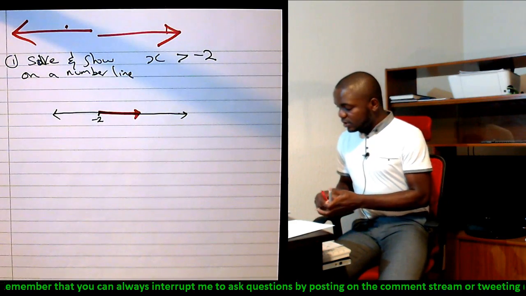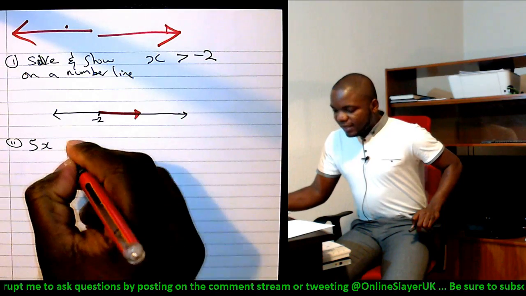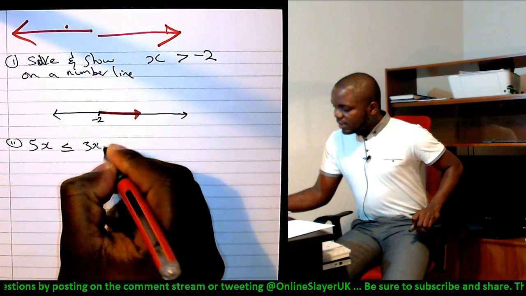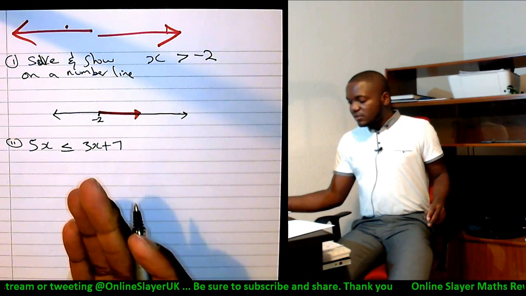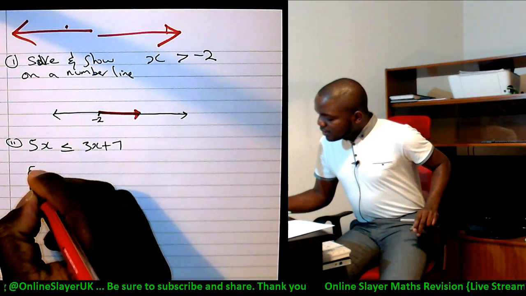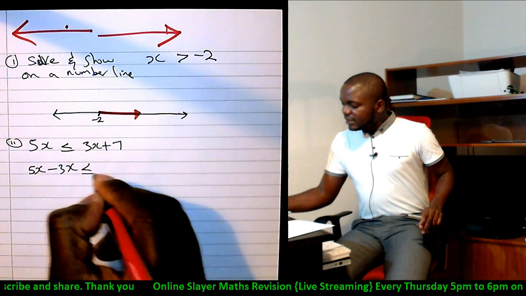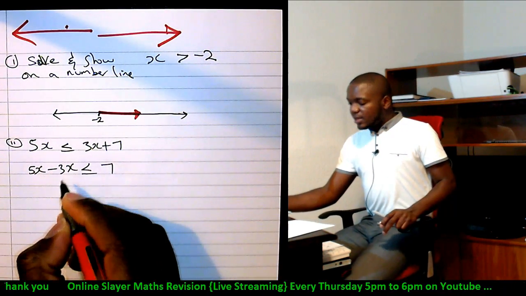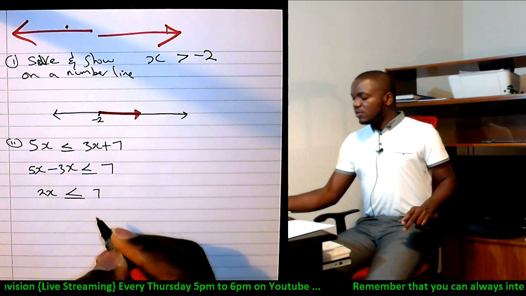Next question, which is as simple as this one as well, says for 5x less than or equal to 3x plus 7. So the first thing you want to do is to make x the subject. Okay, solve for x first. And that's going to be by subtracting 3x from both sides. So you're collecting like terms by doing that. 5x minus 3x is 2x. 7 is on this side. You've got less than or equal to.